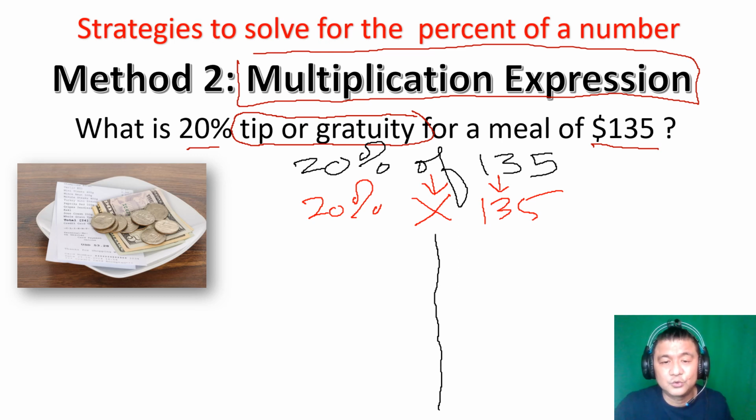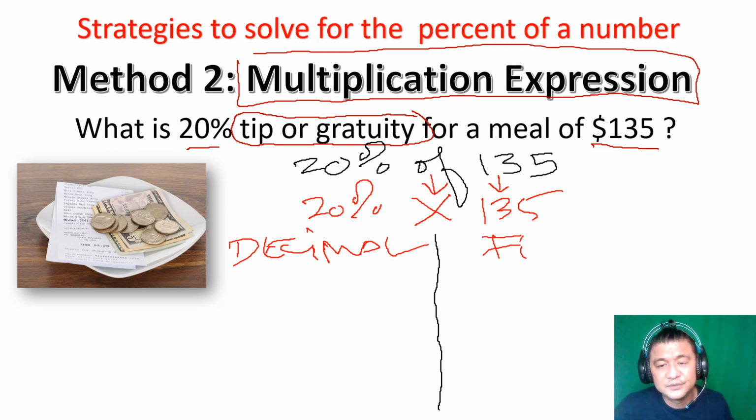You cannot multiply 20 and 135. Why? Because if you multiply 20 times 135, you will get 2,700. Does that make sense? You're going to give a $2,700 tip? No, it doesn't make sense. Why? Because you need to convert the 20% to either a decimal or a fraction. So that you can solve.